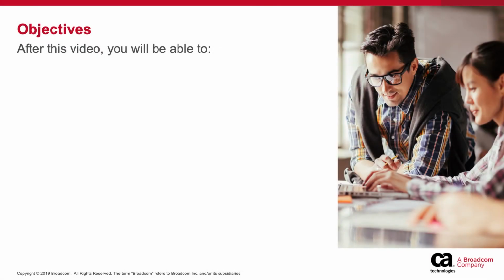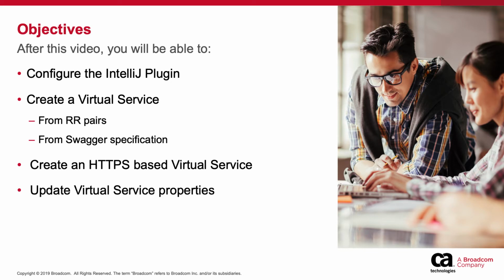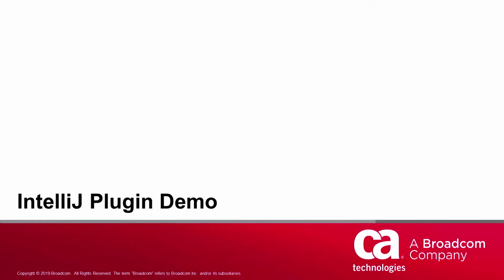After watching this video, you will be able to configure the IntelliJ plugin, create a virtual service from request-response pairs and from Swagger specification, create an HTTPS-based virtual service, update virtual service properties, and use actions available in the VSE Manager view. Let's take a look at the demonstration of the IntelliJ plugin.